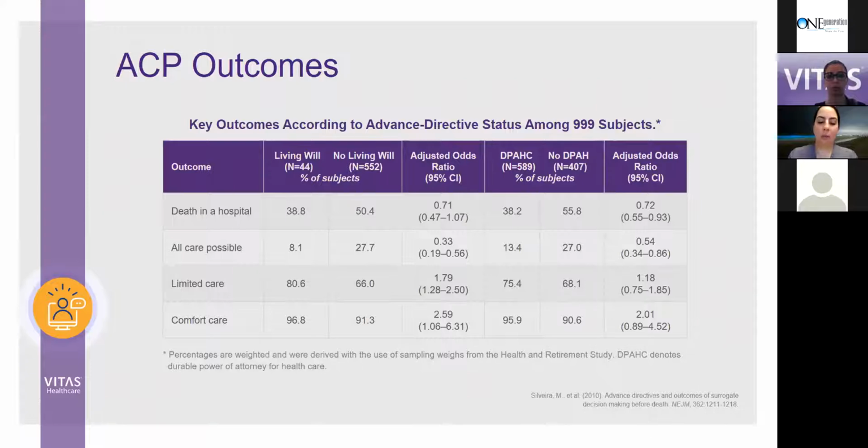So this is from a landmark study published in the New England Journal of Medicine in 2000 that said living wills were associated with increased odds of receiving comfort care. Subjects who had appointed a durable power of attorney for healthcare were less likely to die in a hospital or receive all curative, aggressive care possible. Among the subjects, 42.5% needed decision-making about medical treatment before death. And in this group, 70.3% of subjects lacked the capacity to make those decisions themselves.